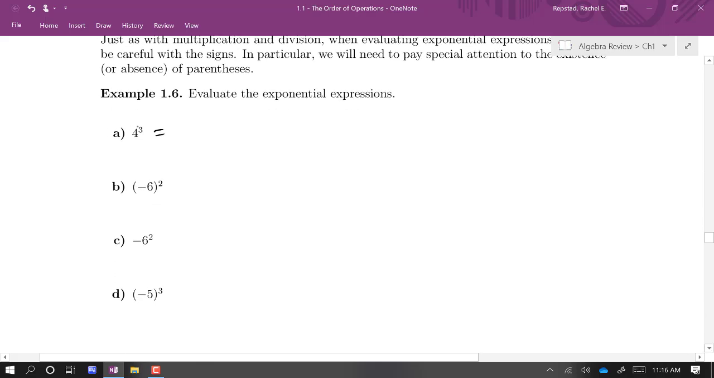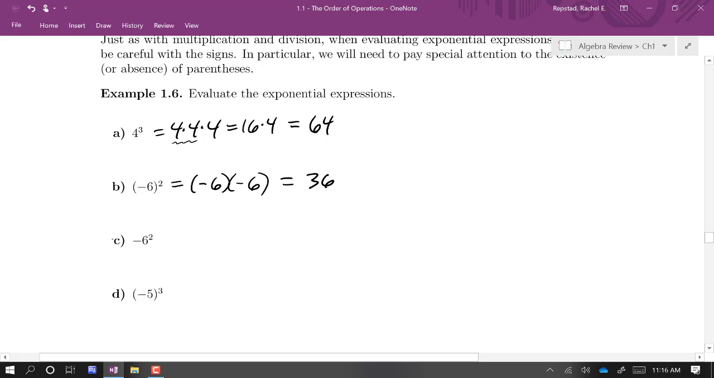So to start out, here we have 4 cubed, so it's just 4 times 4 times 4, which is 16 times 4, which is 64. In part B, I have negative 6 in parentheses squared, so we're squaring the negative 6. I have 2 factors of negative 6. Negative times a negative gives me a positive. This is a positive 36.